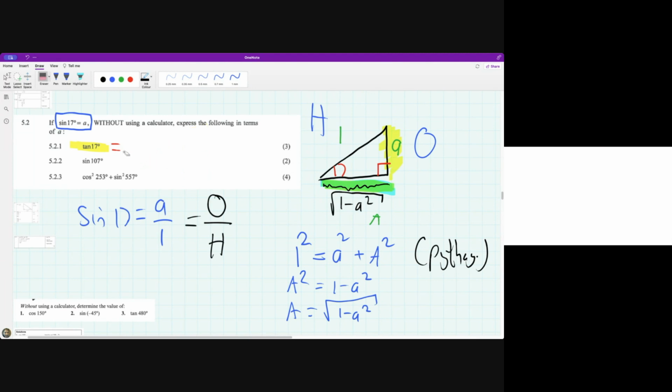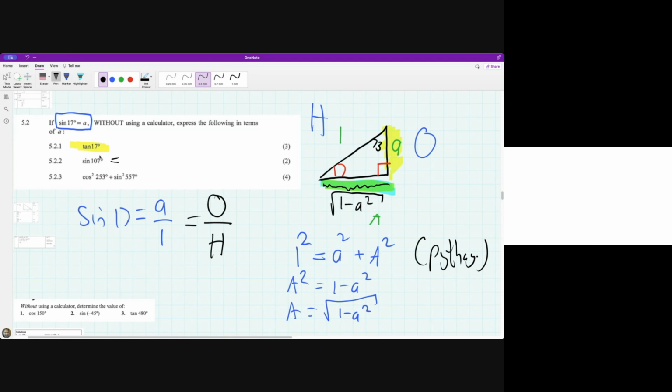What about the sine of 107? Now, I think there is no 107 in here. I could figure out that angle. What would that angle be? It would be 180 minus 17 minus 90. So I can get that this angle is 73, but that still is not 107. So I'm going to need another tool.